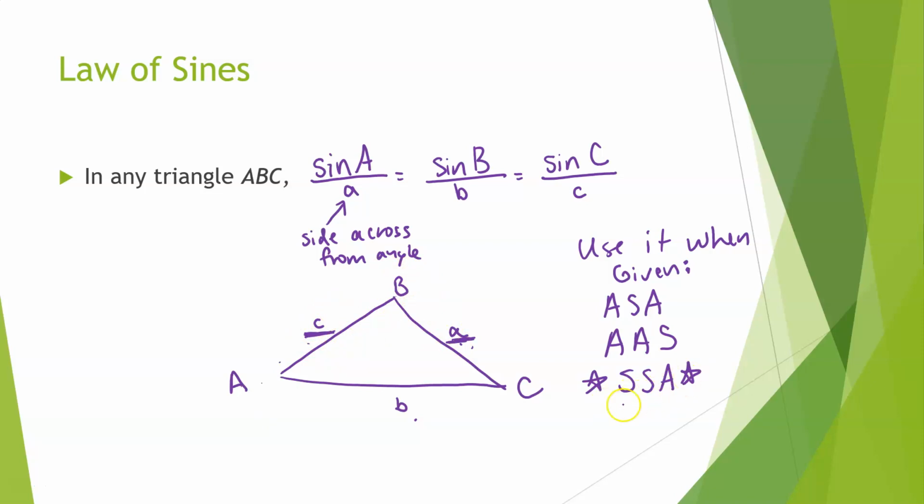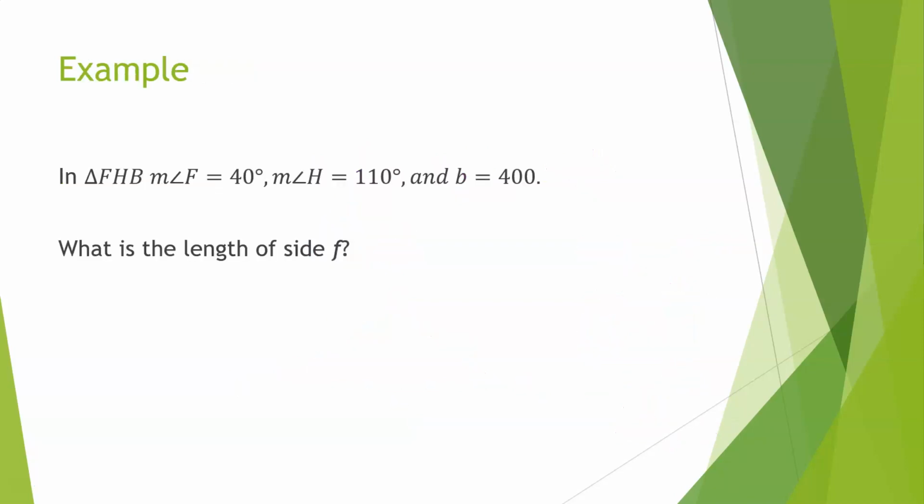All right, the reason I put stars around it though is because this is going to be called the ambiguous case. There we go, I spelled it wrong. Ambiguous case. We'll spend a lot of time at the end of this section talking about what the ambiguous case is. We're going to start though by focusing on the two situations that are more straightforward. So let's look at an example.